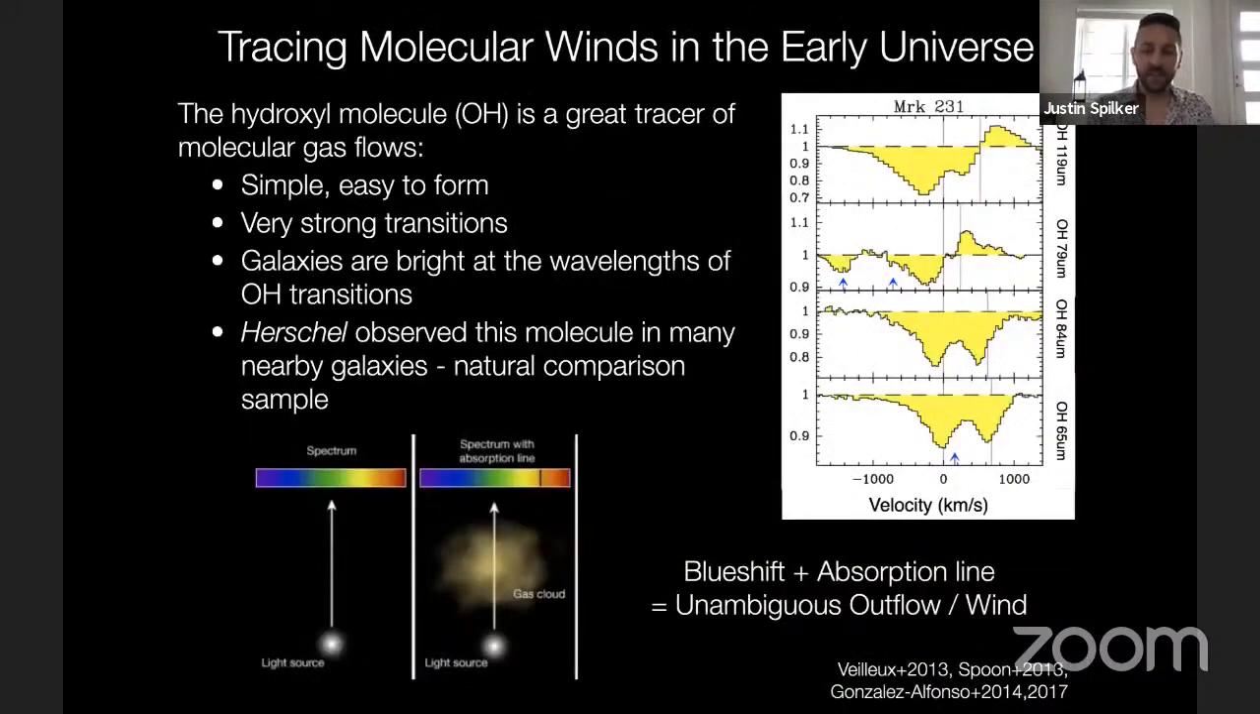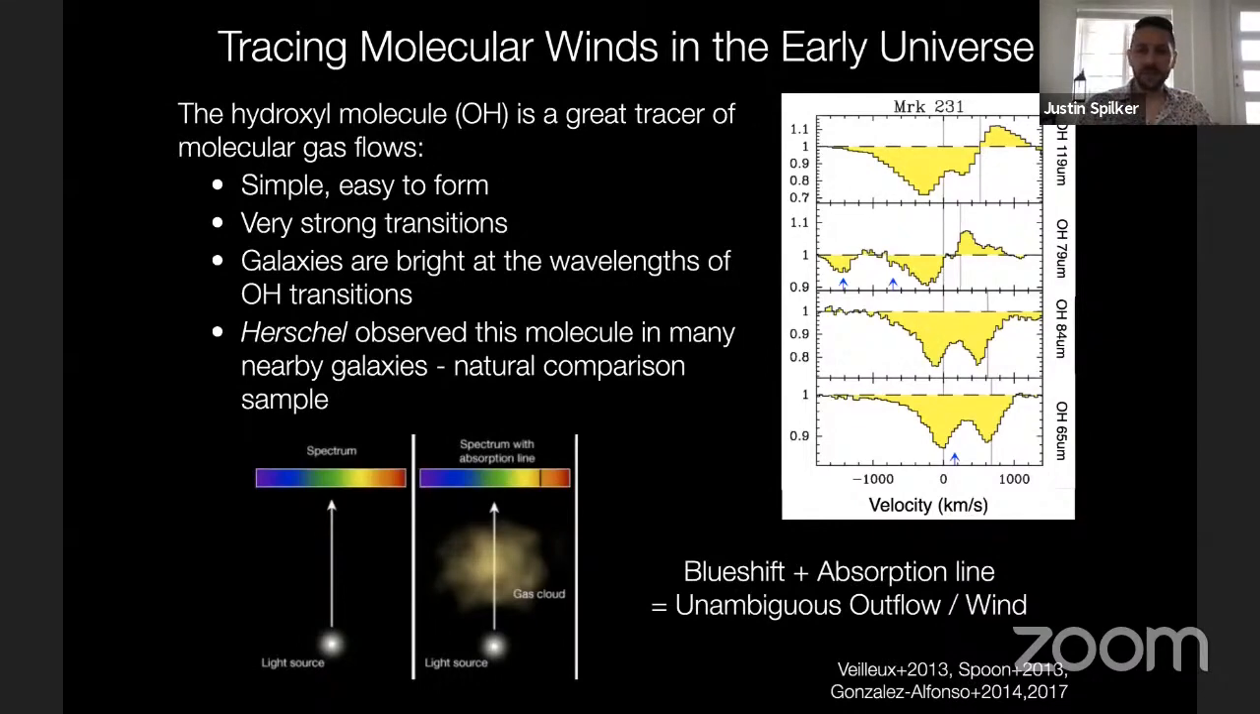And so to study the properties of feedback here, the observational tracer that I want to use is going to be this molecule called OH, hydroxyl. There are a lot of reasons that this is a really great tracer of molecular outflows in particular. It's a really simple molecule. It's easy to form. The abundance is high. The transitions are really strong. And we have a long history of observations of these lines of OH with Herschel in the local universe.